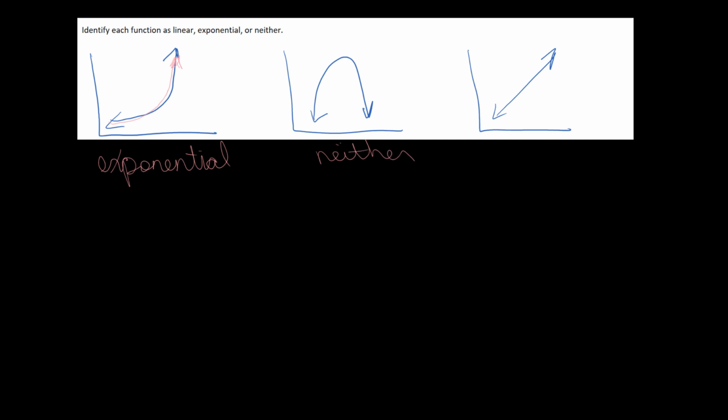I'll explain that to you later. This is neither. It's actually quadratic. We'll talk about that in another chapter. And then the third graph we see is linear because it's a straight line. So you have to tell if it's exponential, linear, or neither. And again, this first graph is the graph of an exponential function.